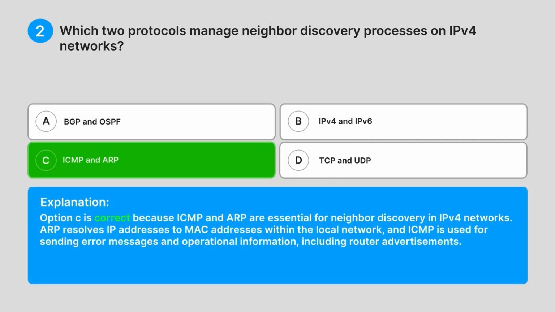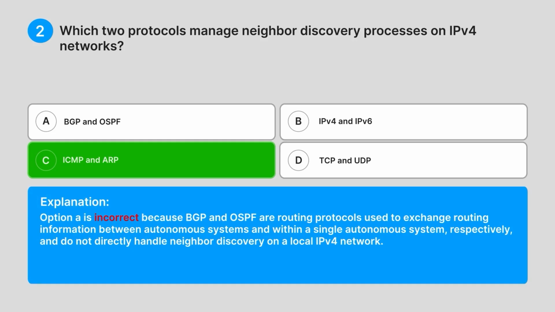Explanation: option C is correct because ICMP and ARP are essential for neighbor discovery in IPv4 networks. ARP resolves IP addresses to MAC addresses within the local network, and ICMP is used for sending error messages and operational information, including router advertisements.